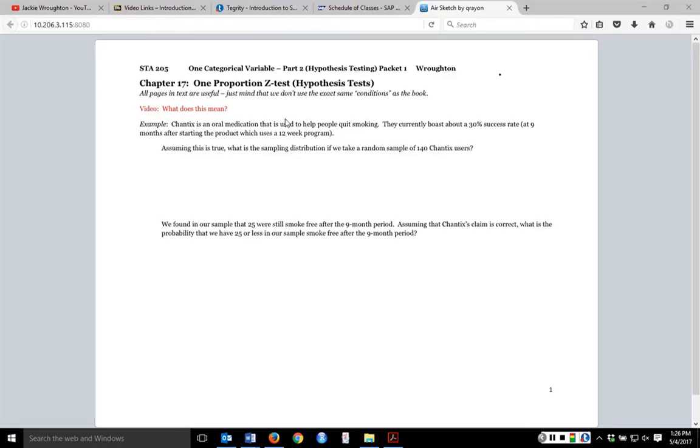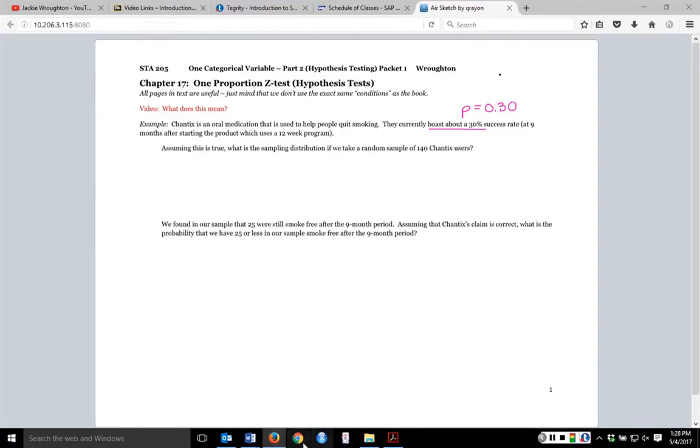So we're just sort of using what we already know, right? So think about the idea here, the title of the notes, categorical variable. We have a smoker in front of us, they took the medication, the variable that we're recording is, are they smoke-free after 9 months? So the fact that it's a yes-no type answer is going to be a categorical variable that we're working with. This is our current rate that we're assuming they're telling us. So our P is going to be 0.3, so 30% of everyone who uses it should be smoke-free. So if we assume that this is true, what would be our sampling distribution if we took a random sample of 140 Chantix users?